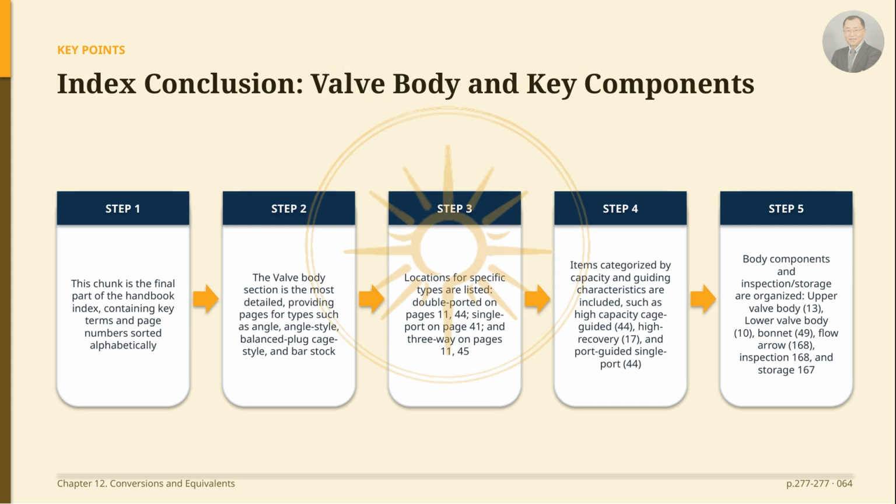This chunk is the final part of the handbook index, providing a reference table of key terms sorted alphabetically with their corresponding page numbers. In particular, the valve body items are very granular. For example, double-ported options can be found on pages 11 and 44. Other items are also detailed by capacity, guiding characteristics, and body components. Rather than memorizing everything, please use this as a reference guide to quickly navigate to the correct page by searching for key terms alphabetically during actual design or maintenance work.